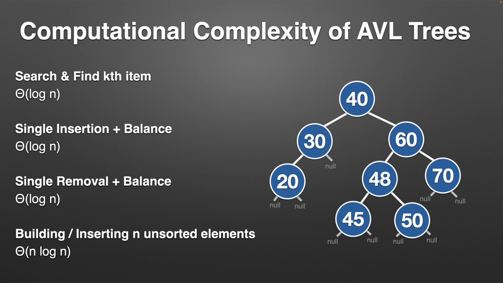And then finally, if we are building this tree from a set of n unsorted elements, think about how long that takes. Each element that you insert takes log n time, and you're going to do that n times, so you end up with n log n. If you've not run across any examples of where that is the complexity, this is one of them. That's where something like n log n comes into play.